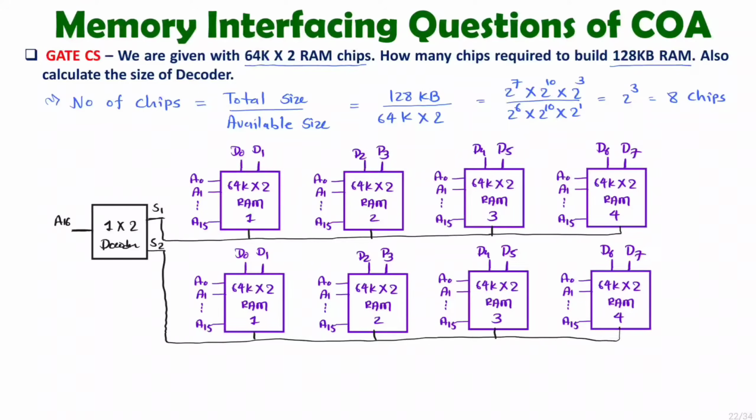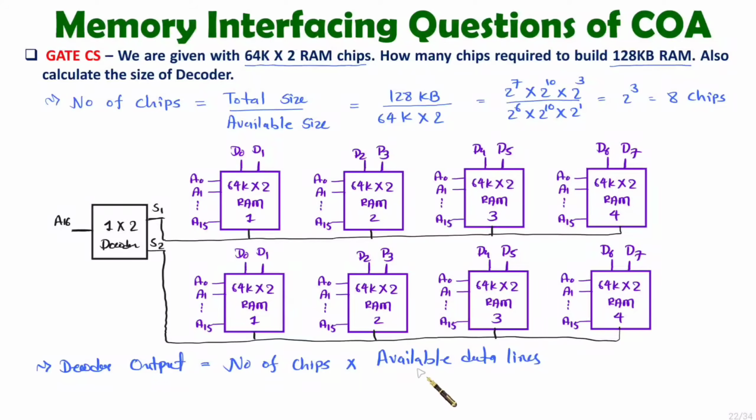Now I am going to explain how we can do this calculation without drawing a diagram. When you want the decoder output, then decoder output will be number of chips into available data lines divided by required data lines. This is how we can calculate decoder output. You see the number of chips is 8, so let us substitute 8 over here. Available data lines is 2 only, right? So into 2 divided by required data lines. Required data lines are 8 only, right?